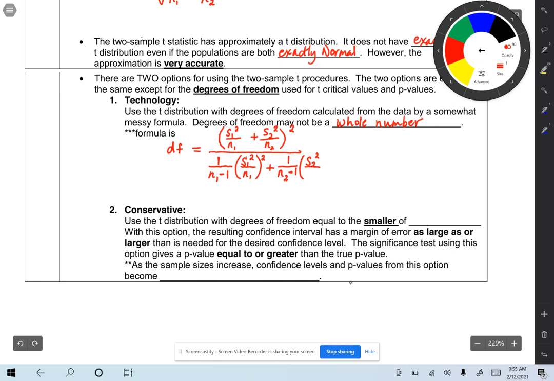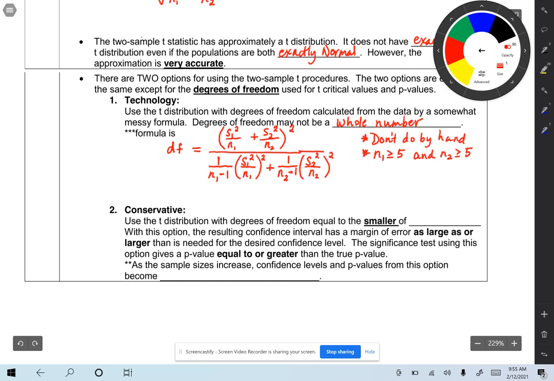But I'm just going to point this out later when we actually do use technology in our example. So that'll give you the degrees of freedom, which you do not want to calculate by hand, obviously. And there is one important piece of information here. This only applies when both sample sizes are greater than or equal to 5.